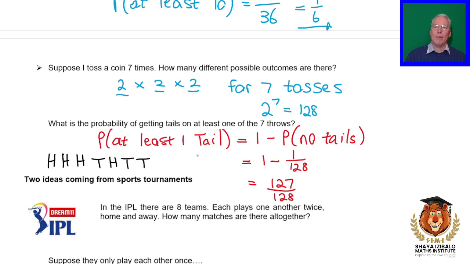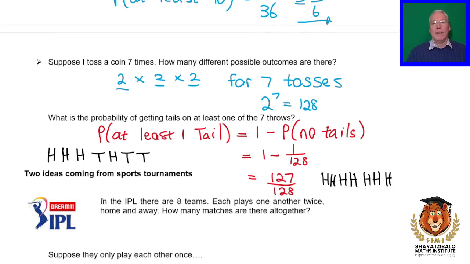All the things that can happen have at least one tail in them, apart from heads, heads, heads, heads, heads, heads, heads. 1, 2, 3, 4, 5, 6, 7. That's 7 heads, and that only happens in one way. All the other 127 things have at least one tail in them, including the one which has only tails in.